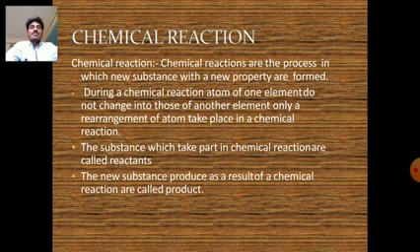During a chemical reaction, atoms of one element do not change into those of another element. Only a rearrangement of atoms takes place in a chemical reaction. The substances which take part in a chemical reaction are called reactants, and the new substances produced as a result of a chemical reaction are called products. A chemical reaction has two major parts: one is the reactant and the second is the product.